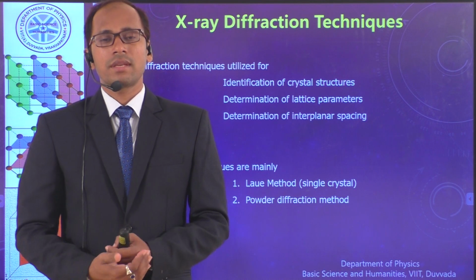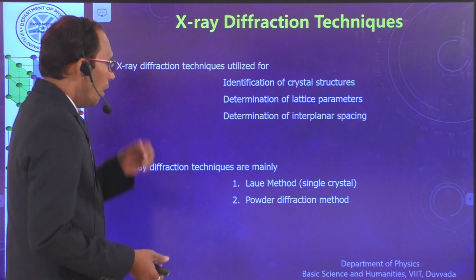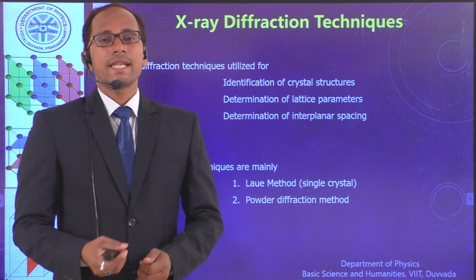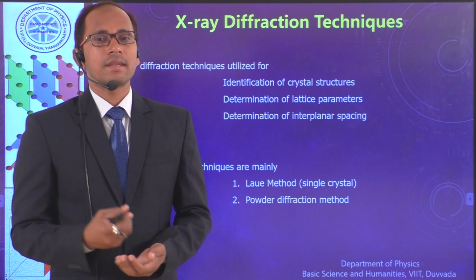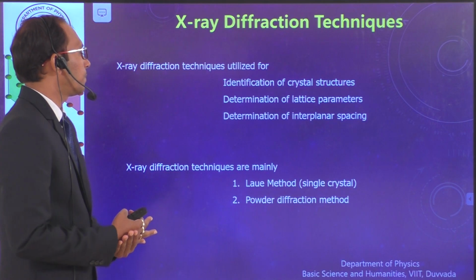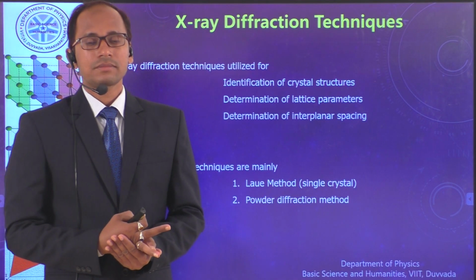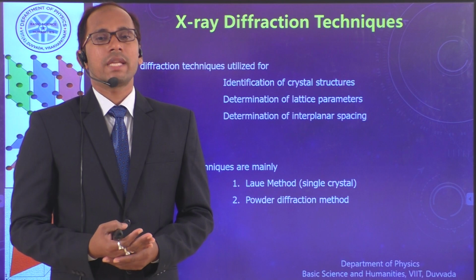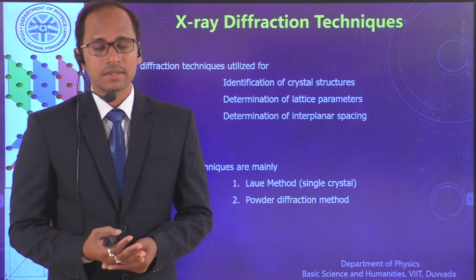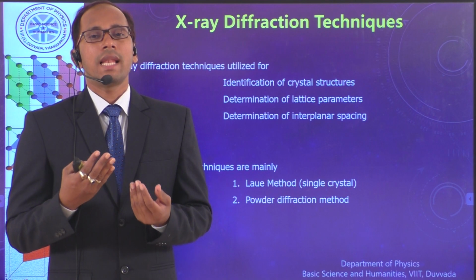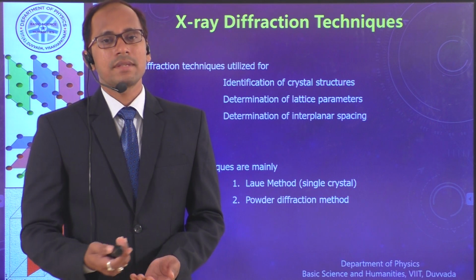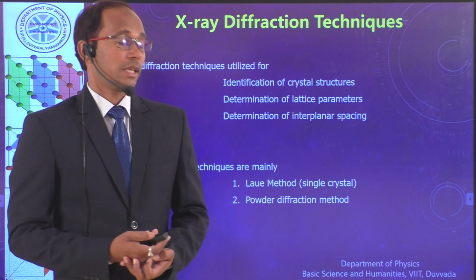There are many techniques, and we can classify X-ray diffraction techniques into two: the Laue method and powder diffraction methods. From X-ray diffraction techniques, we can identify lattice structures, lattice parameters, crystal structures, and we can calculate interplanar spacing. There are so many advantages or applications of these techniques.